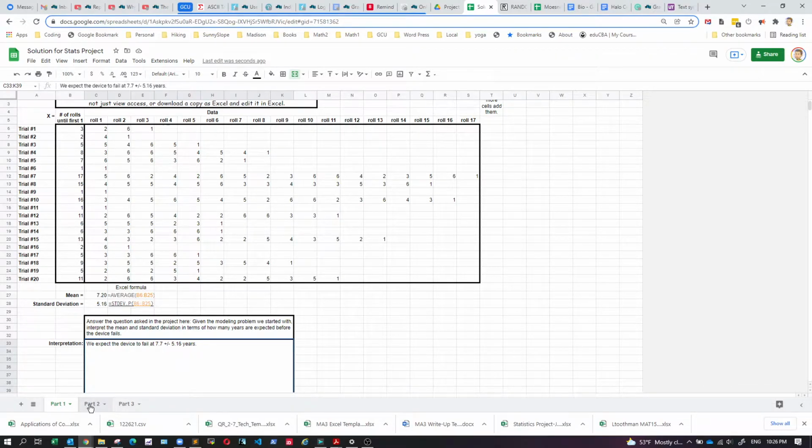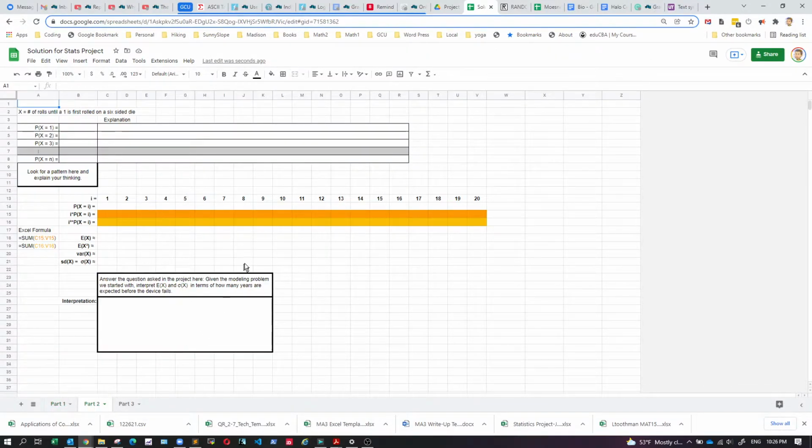So we come over here to part 2. In part 2, same thing: the x is the number of rolls until the 1 is first rolled.